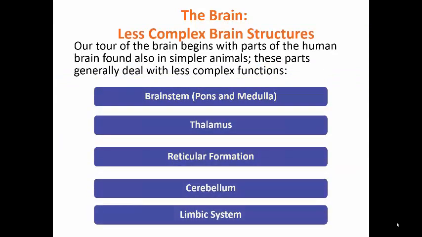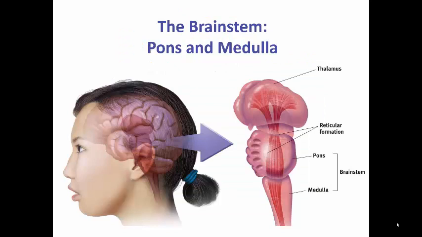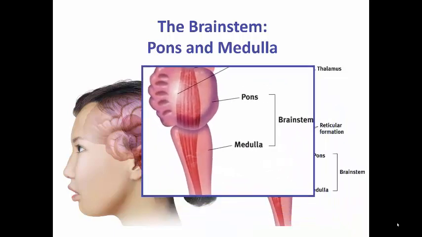So we start with the brainstem, the pons and the medulla, followed by the thalamus, reticular formation, cerebellum, and the limbic system. So the brainstem, as I said, is kind of located at the back lower portion of your skull, and it's composed of the thalamus, reticular formation, pons, and medulla, which are the bottom part of the brainstem, right there.